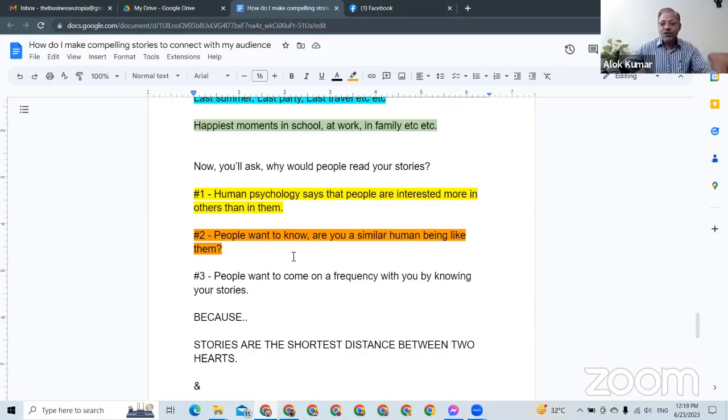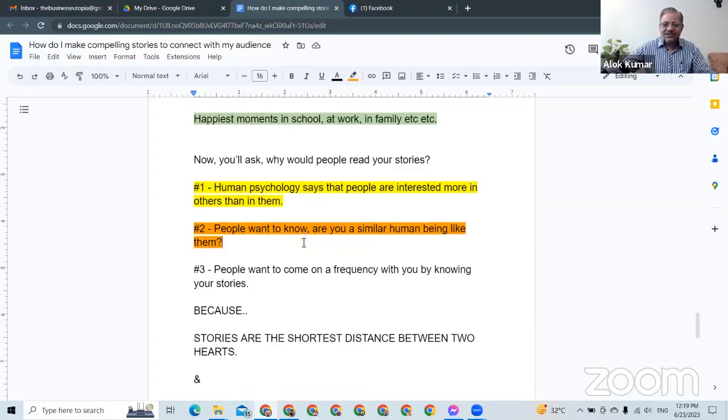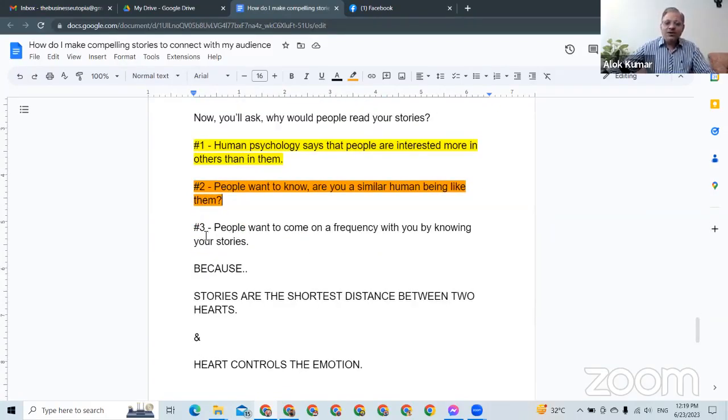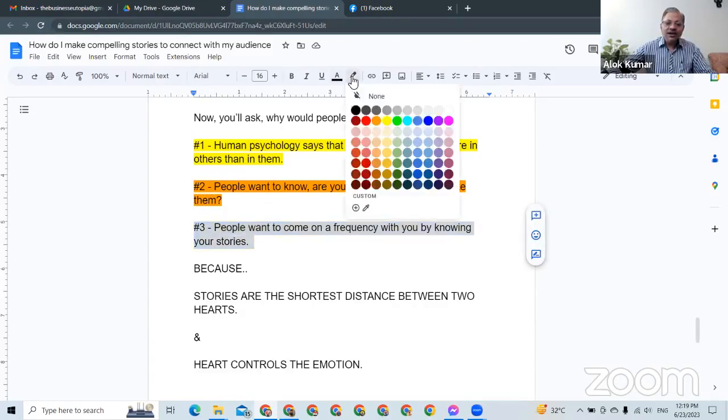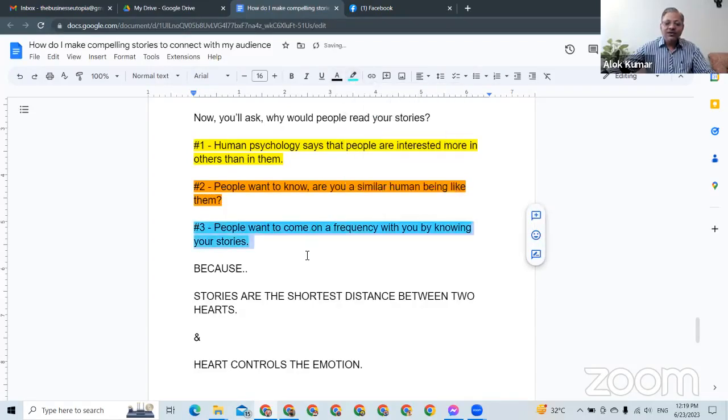Now, people who are your audience, they are just like you, and they want to see whether they are connecting with a similar person like themselves or not. So if they are seeing stories talking about all these topics which I've already mentioned, they connect with you. That's your purpose, isn't it? Now, coming to the third point, people want to come on a frequency with you by knowing your stories. Again, a very simple but very powerful thing.